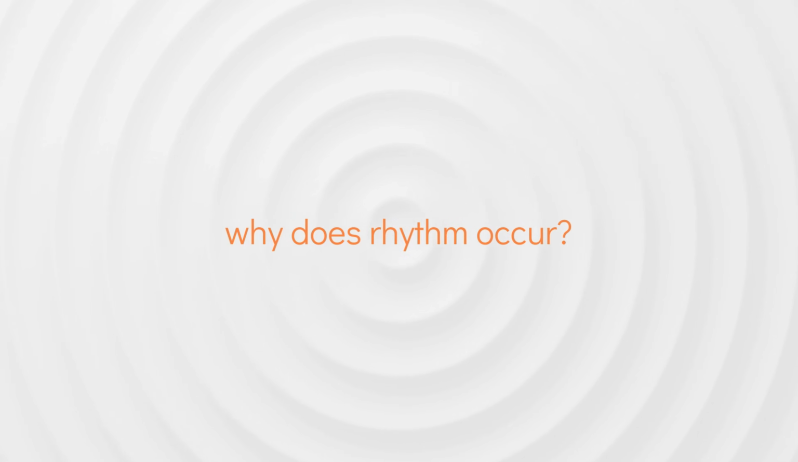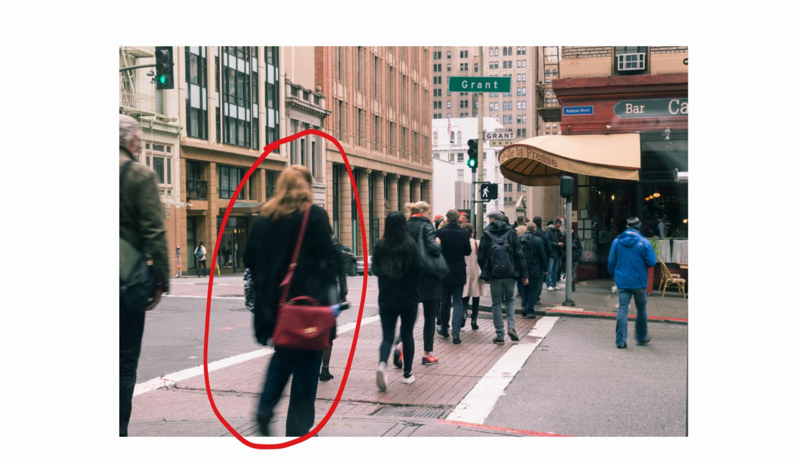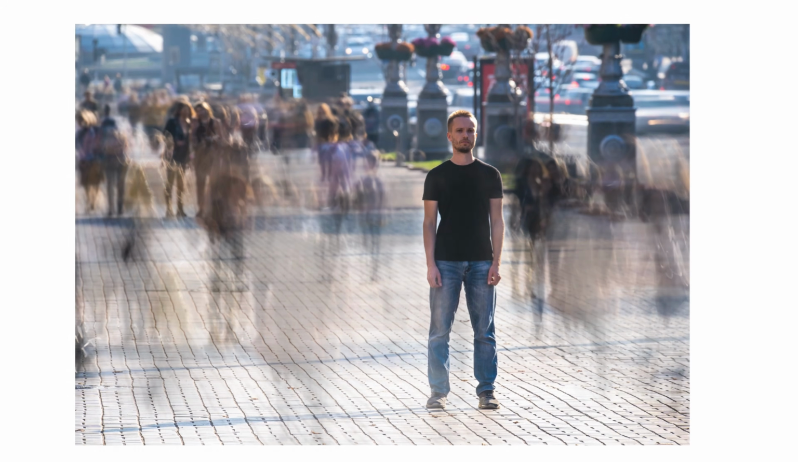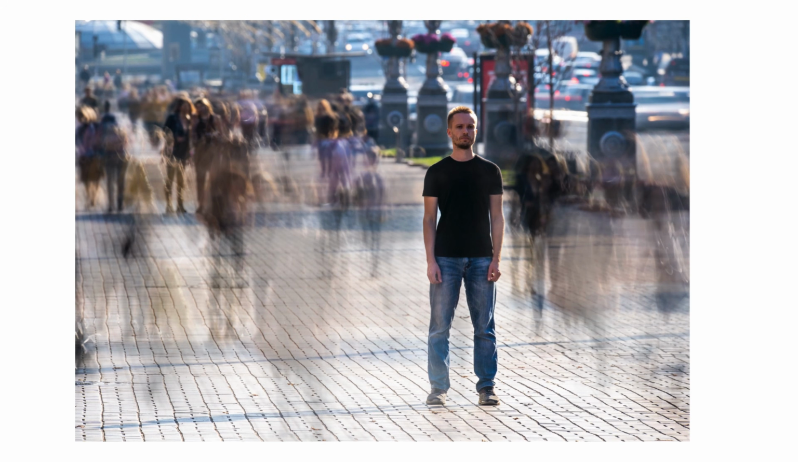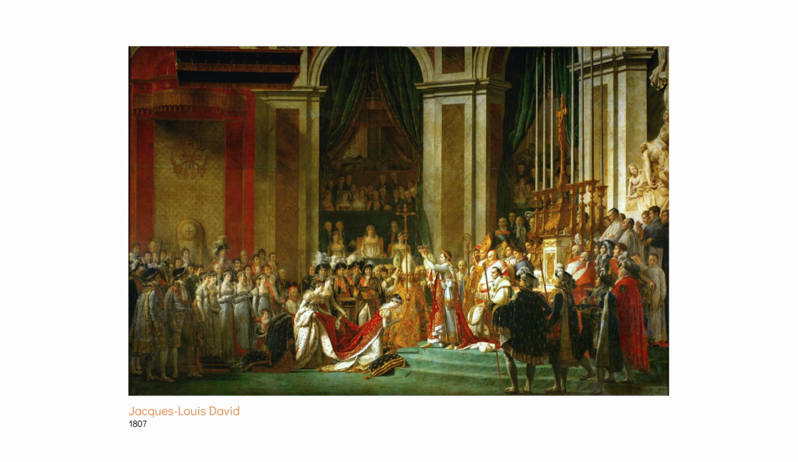Why does rhythm occur? Because of differences. When one person stands apart from a group, we notice him more easily. If we want to convey that this person is lonely, placing him within the crowd won't achieve that effect. The rhythm is created because of the difference. How we express this difference depends on what we want to convey in the image.